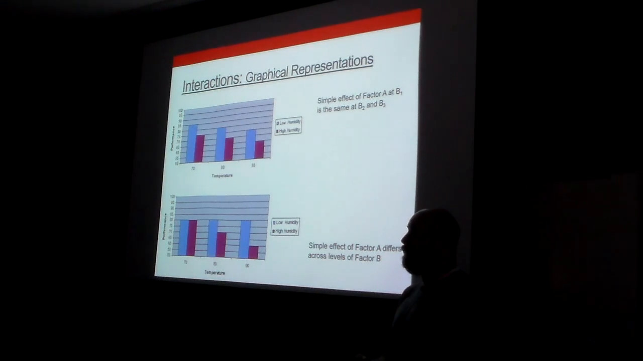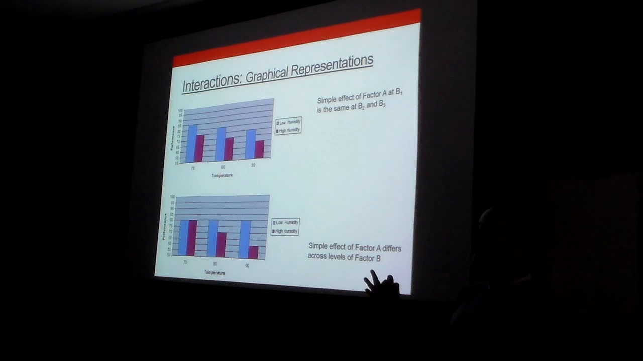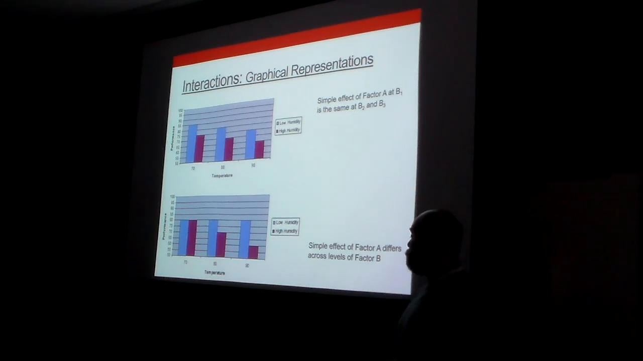How you go about probing these interactions is going to be based on theories or your conceptualization of what's going on. But let's say I had a three-way interaction. Let's say I had temperature, humidity, and task difficulty, something like that, and I found a three-way interaction. Task difficulty is hard and easy.